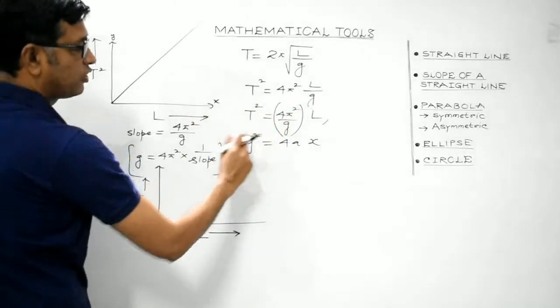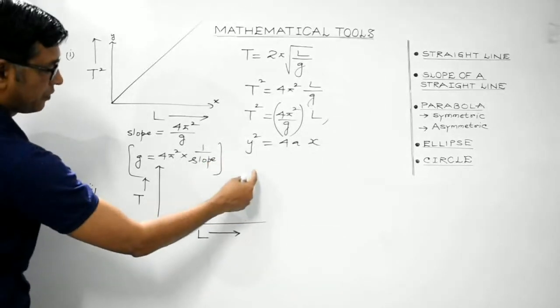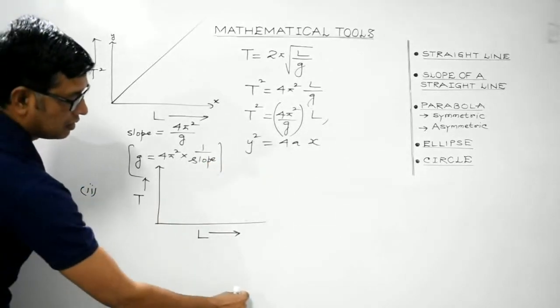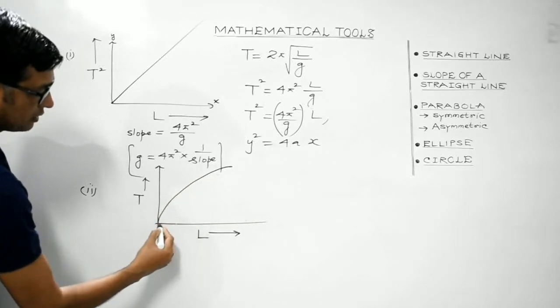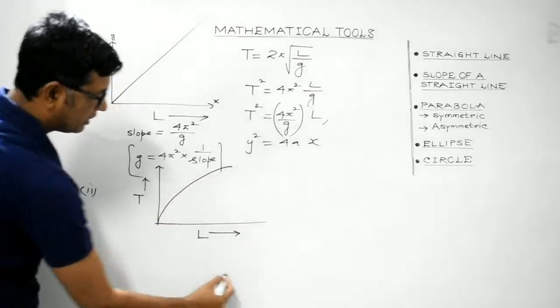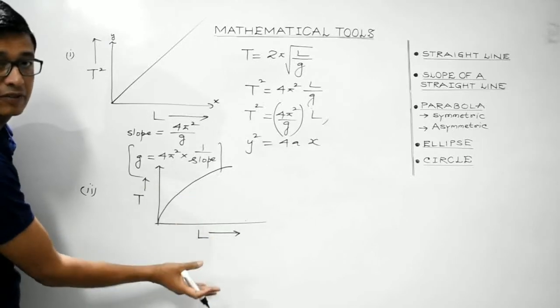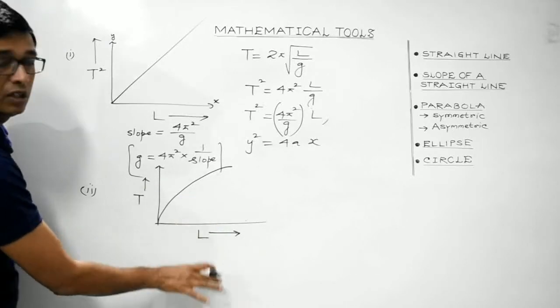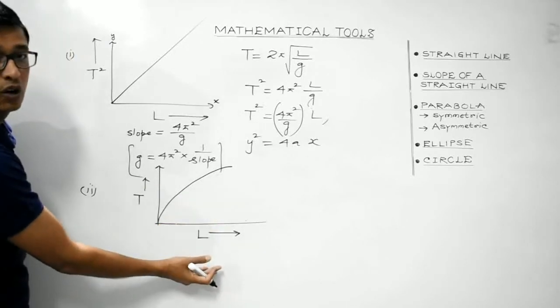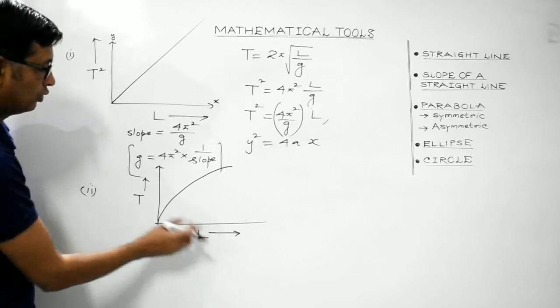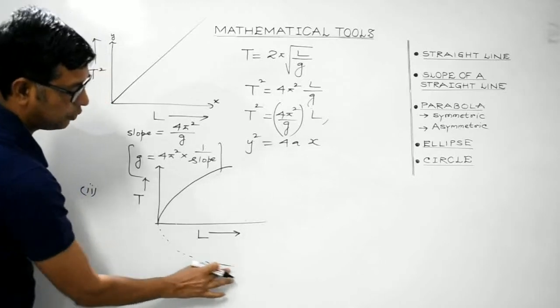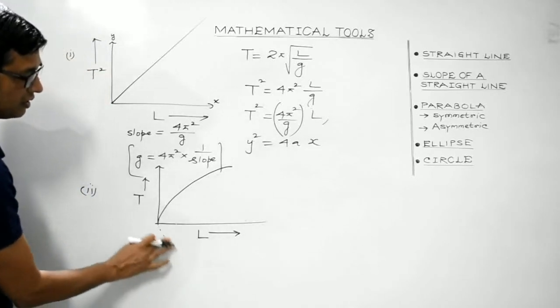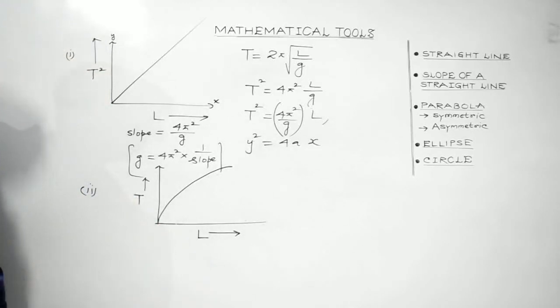So what was the nature of the graph? It should be like this. So the graph would be, in this case, a parabola, like this. But since time period can't be negative, you need not plot the graph in this particular quadrant, right? So time can't be negative, so avoid the plot of graph in this particular quadrant.